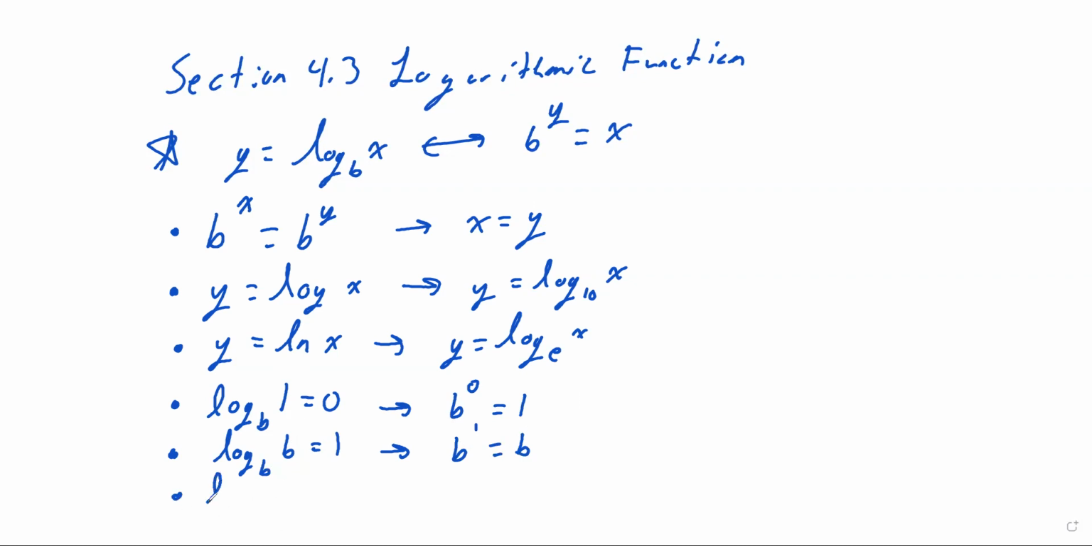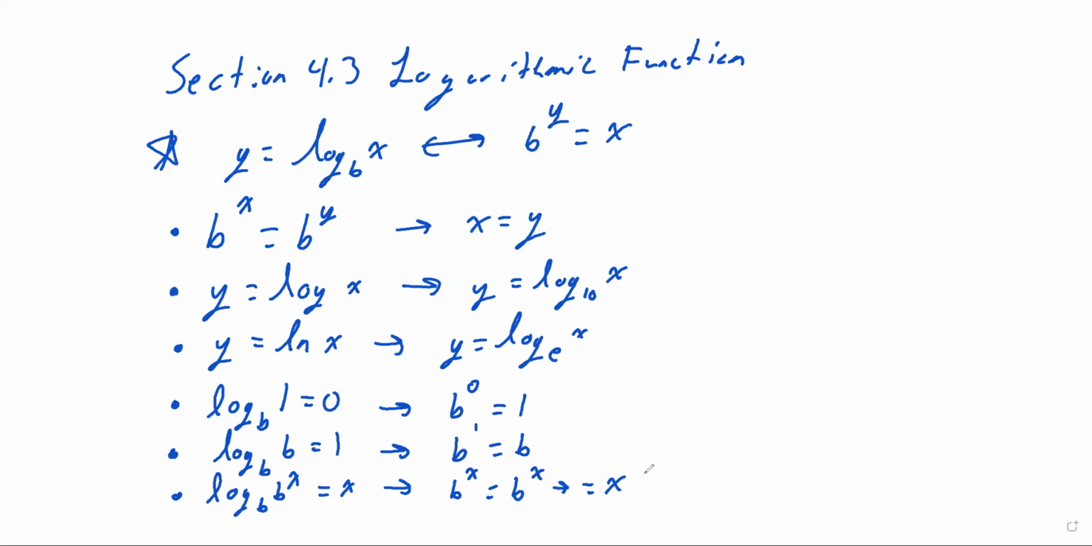Another thing is if I have log base b of b to the x, the answer will equal x. And again, if we rewrite it, this will be b raised to the answer equals b to the x. So therefore, the exponents must be equal. So basically, what you can see is these cancel and you're left with an x.